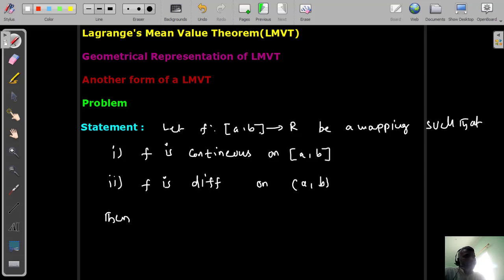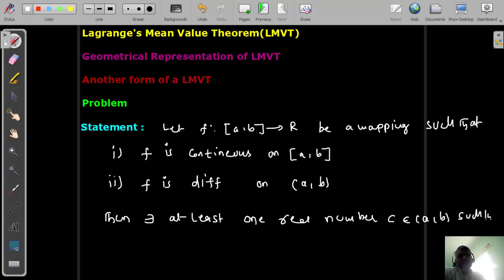There is no third condition. Then there exists at least one real number c belonging to the open interval a comma b such that f dash of c equals f of b minus f of a divided by b minus a. This is the theorem statement of Lagrange's mean value theorem.